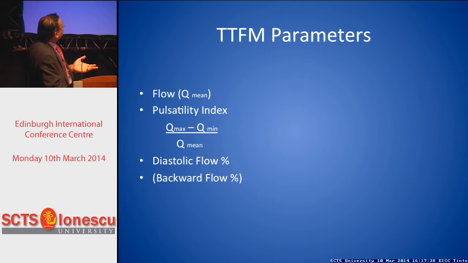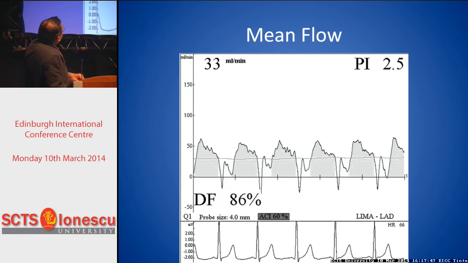The parameters that you can get from TTFM measurements are listed over here. You get the mean flow, the pulsatility index, diastolic flow percentage, and the backward flow percentage. The mean flow in this particular tracing is 33 mils per minute. Aside from when the flow is zero, that is a clear-cut indicator of a graft that is failing. Aside from that, there is no particular value that can be considered a standard value for a particular conduit or a particular target.